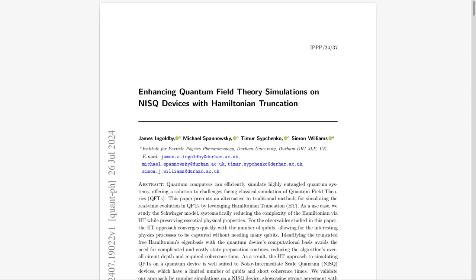How tiny are we talking? Try 2. Two qubits. Seriously, how is that even possible? It's a testament to how powerful Hamiltonian truncation can be. To do that with such limited resources, that's huge. It opens up all these possibilities for what we can achieve, even with the technology we have right now. This is where it gets really interesting, right? They didn't just stop at simulations. Oh no, they went a step further.